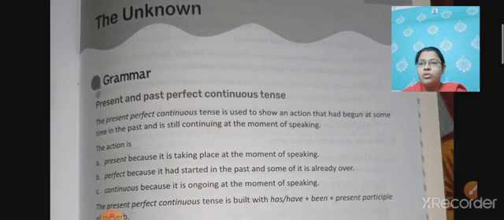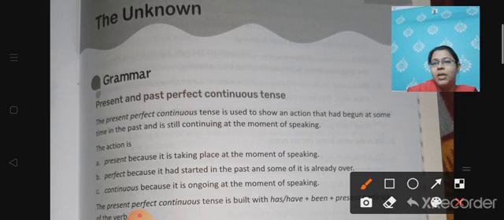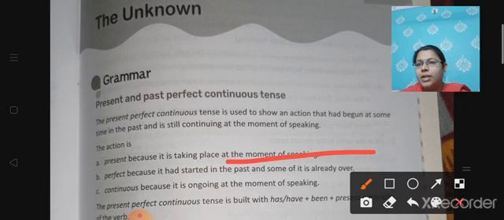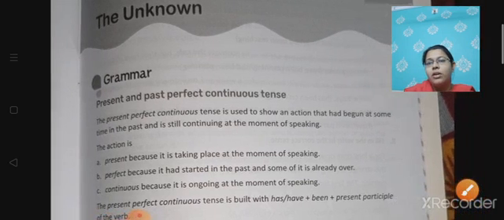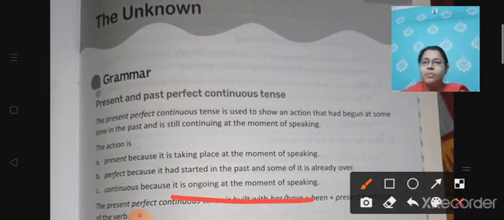Okay, so the action is present because it is taking place at the moment of speaking, right? Then it is perfect because it has started in the past and some of it is already over. And it is continuous because it is ongoing at the moment of speaking. That means, why do we call an action present perfect continuous tense? Because first thing, that action is going on, right, when we are speaking.